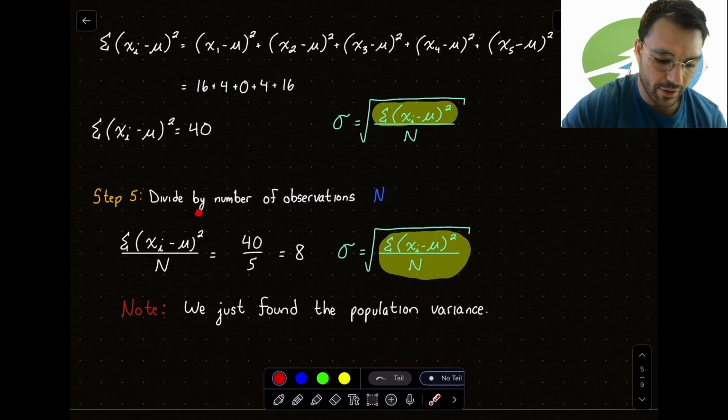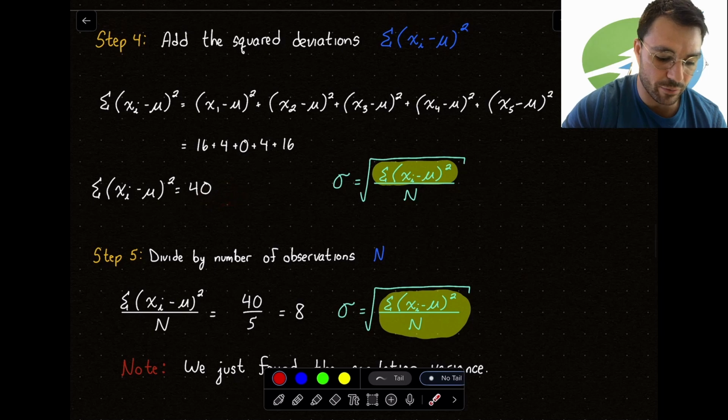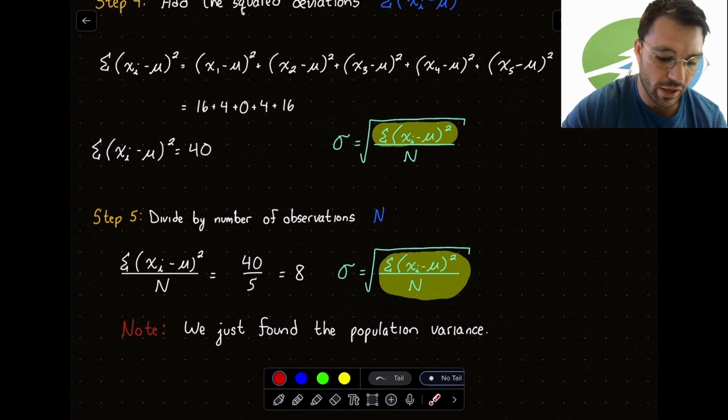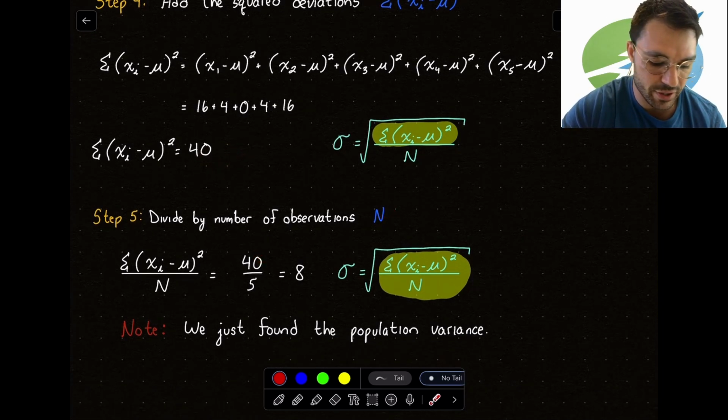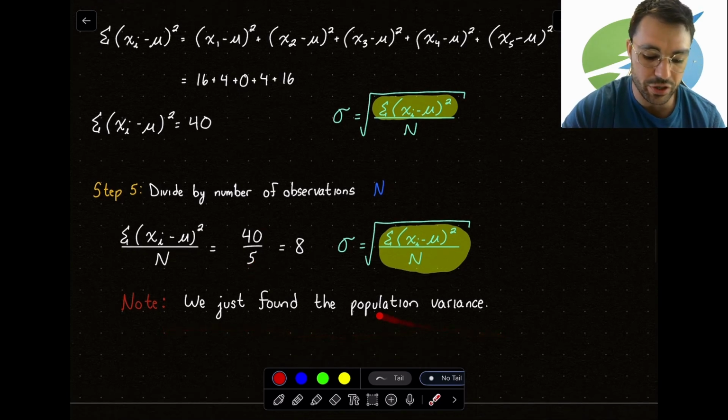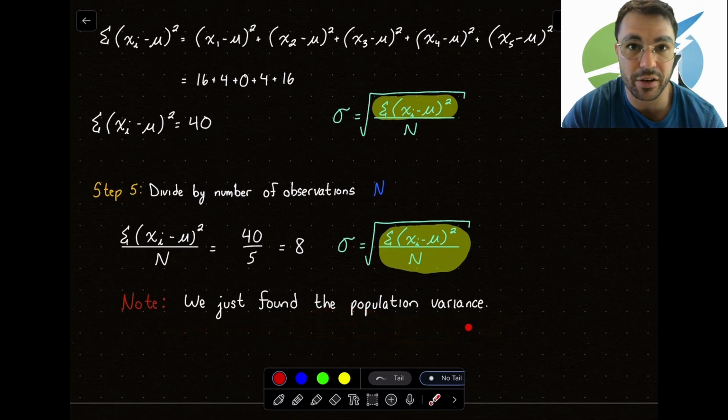Step 5. Divide by number of observations n. So we take the number we found from step 4, 40, divided by our total number of observations, n, which is 5. 40 divided by 5 is 8. And just a note here, we just found the population variance. This we've done in a previous video. I'm pretty sure we got the same exact answer.